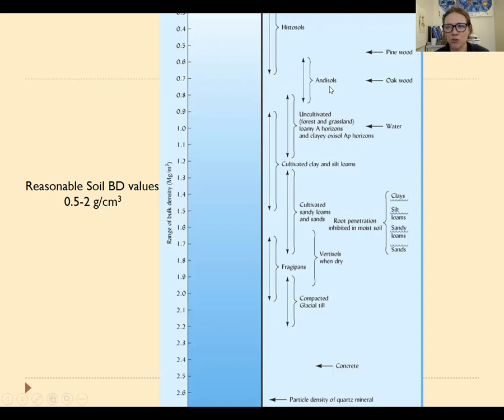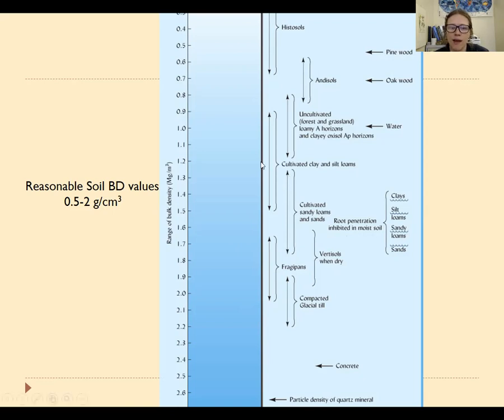And then andisols, which are made of this really fluffy volcanic ash material, are also going to have very low bulk densities. And then as we get down here to more clay-like soils, et cetera, we're going to start to have some higher bulk densities. And remember, if they have good clay soils, good organic matter and good aggregation, they might have slightly more moderate densities. And if they're not well aggregated, that's when we're going to see the highest soil bulk densities.